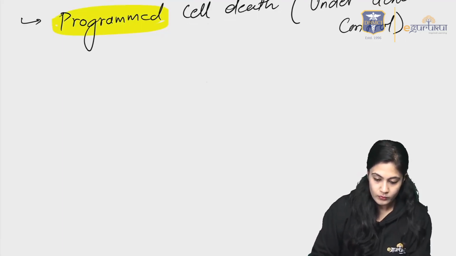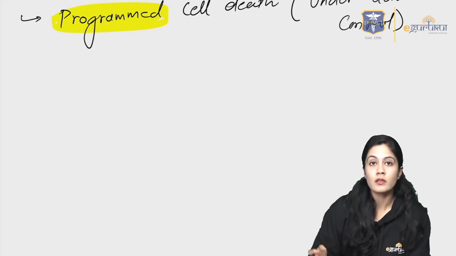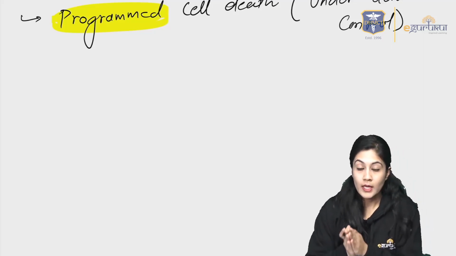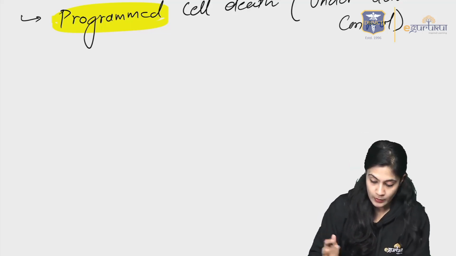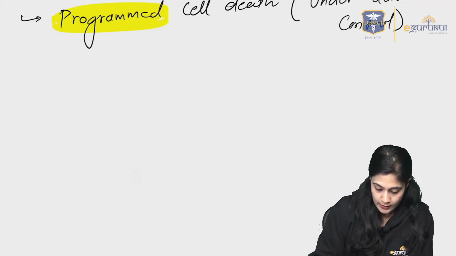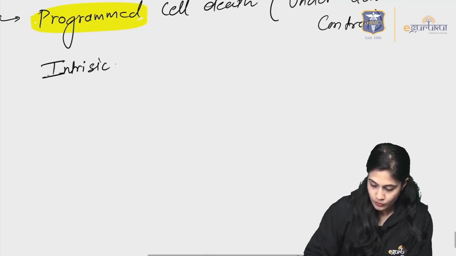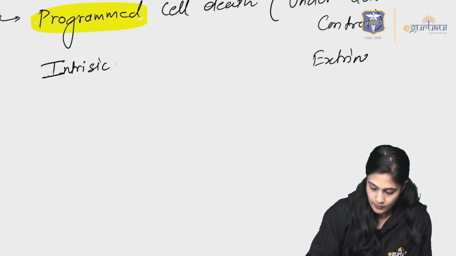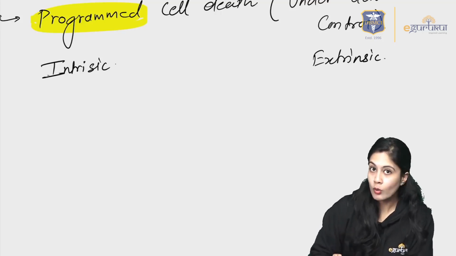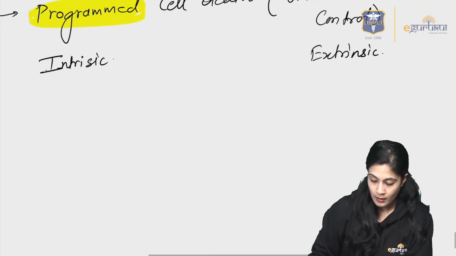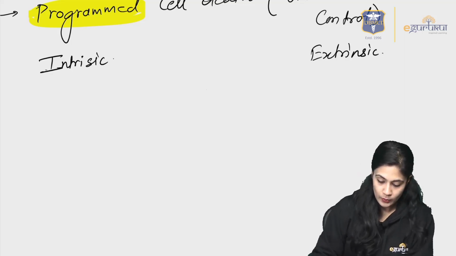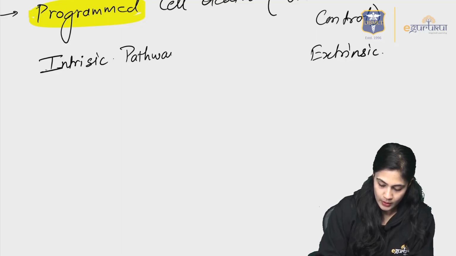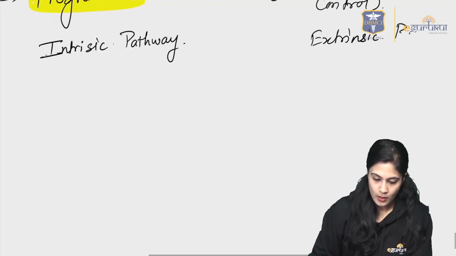So if apoptosis is programmed cell death, there must be a mechanism, right? The examiners are asking it as a long note, so there must be something to write. There are 2 major pathways through which it will act, the intrinsic and extrinsic. Remember, this can be a long note question. I saw questions on apoptosis for 6 marks also, right? So it acts through the intrinsic pathway as well as the extrinsic pathway.